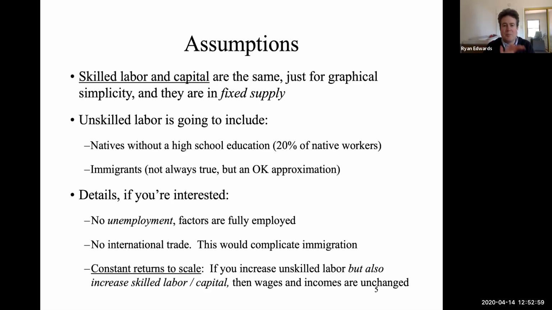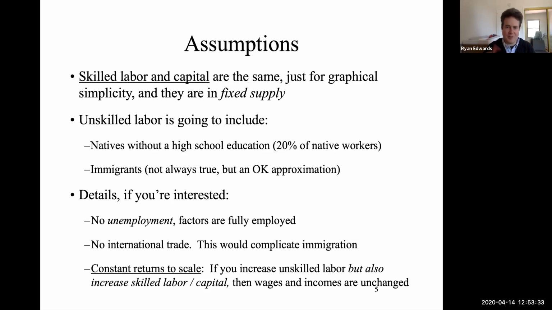So that'll be one part of the model here, that unskilled labor is going to be natives without a high school education. It'll be immigrants, and it's not always true that they don't have a high school education. But it's also the case that a large share of immigrant labor is fairly low skill and does not have a lot of education. That's one part of the story. We'll also talk about the other part, which is that a lot of immigrants have PhDs, for example, or medical degrees, things like that.